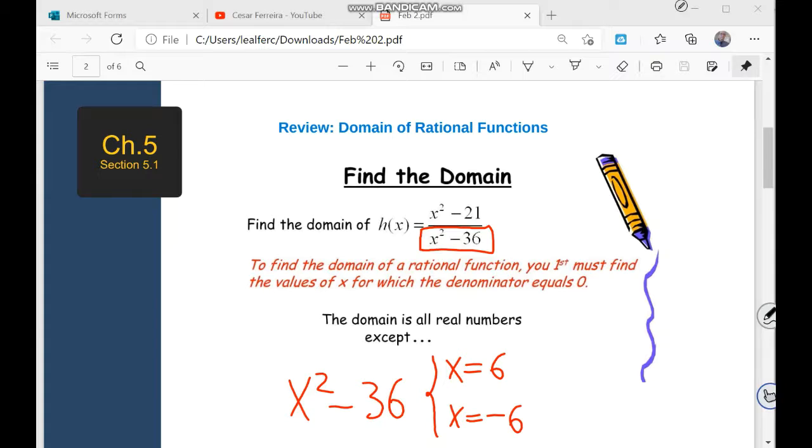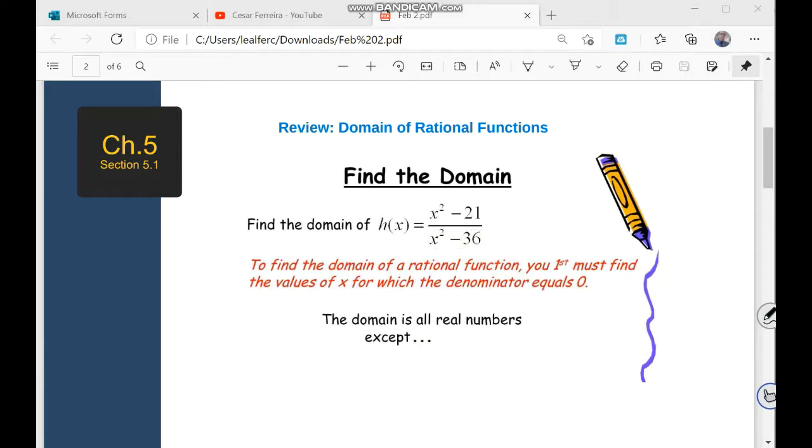After you find those values, you're going to say, well, the domain is going to be all the real numbers except negative 6 and 6, because we don't want to have the denominator as 0. This causes a problem because we don't have a solution if the denominator is 0. Okay? The domain is going to be all real numbers except, you're going to remove, you're going to delete, you're going to expel from the domain all the numbers that make the denominator equal to 0.